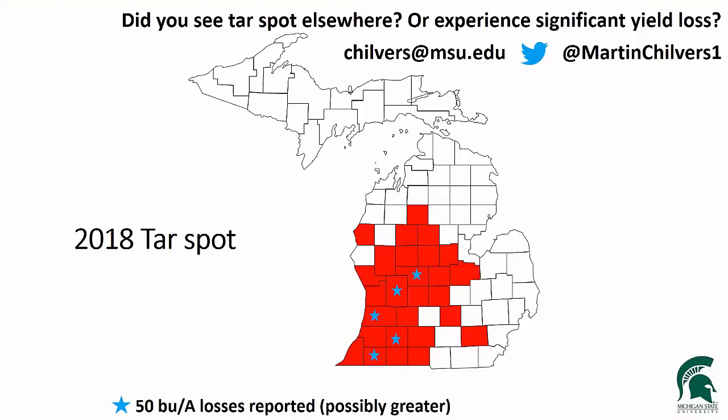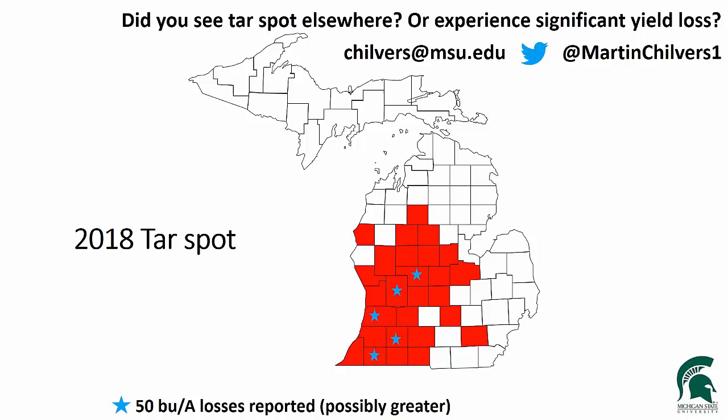And very often there's a little bit of dead tissue or yellow tissue just around the tar spot lesion itself. So last year was really the first year that we had an epidemic in Michigan. We had about 27 different counties with tar spot in them. And the problem is this fungus can overwinter. We've got plenty of evidence now to show that it's quite happy to overwinter on those corn leaves.